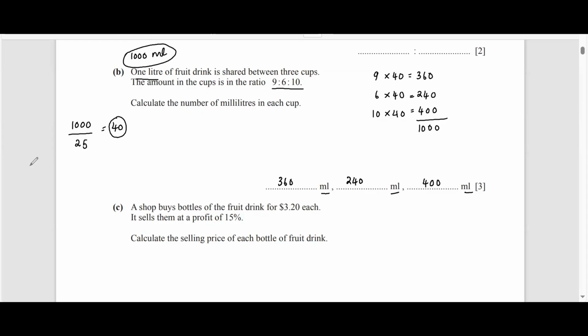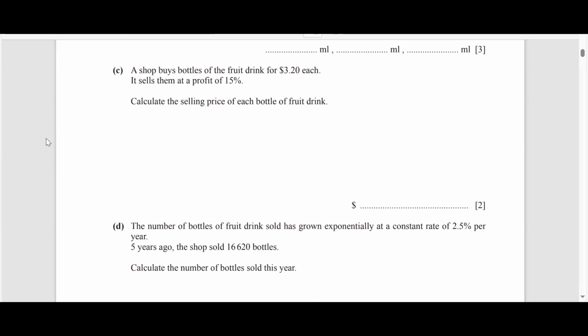Moving on to the C part here. A shop buys bottles of the fruit drink for 3.20 each. It sells them at a profit of 15%. Calculate the selling price. So we know the formula, new value is equal to original value times multiplier.